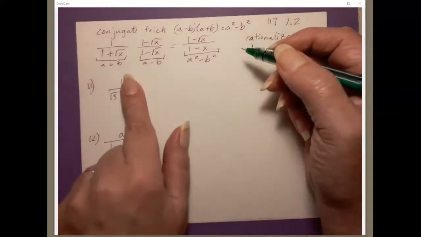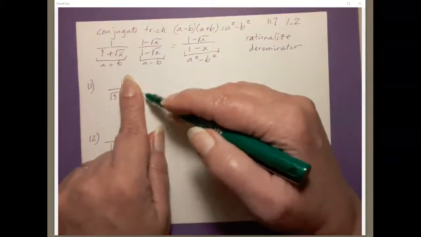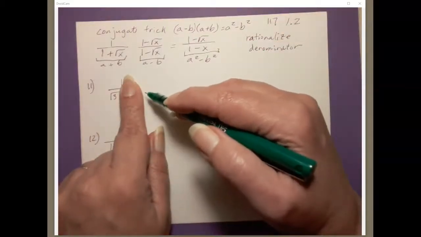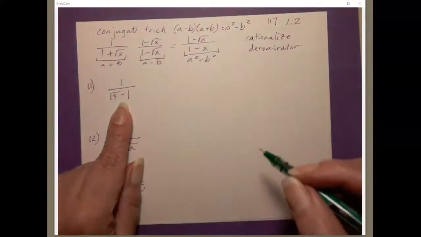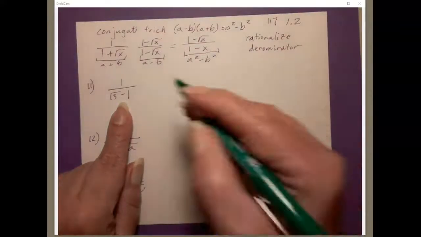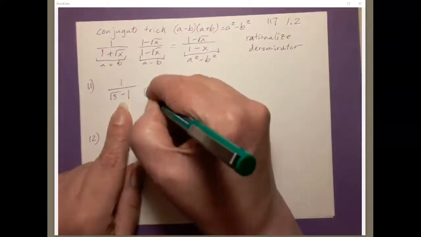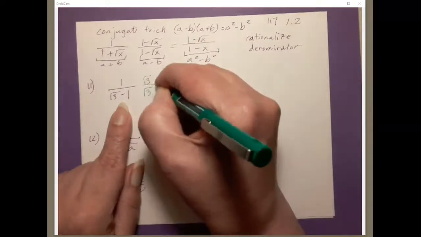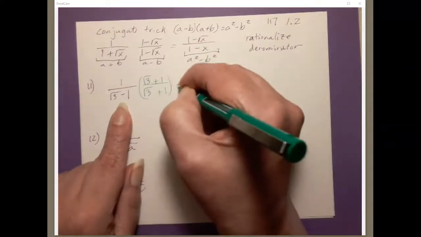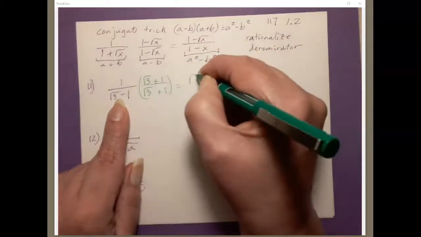Now I want to multiply just enough to get rid of the square root here. If we just had 1 over the square root of 3, we would multiply the top and bottom by the square root of 3. But we don't have just that. So we need to multiply by enough to get rid of the radical in the denominator. We're rationalizing denominators. So that'd be square root of 3 plus 1, square root of 3 plus 1. I'm multiplying by the number 1. The numerator, real fast, is square root of 3 plus 1.